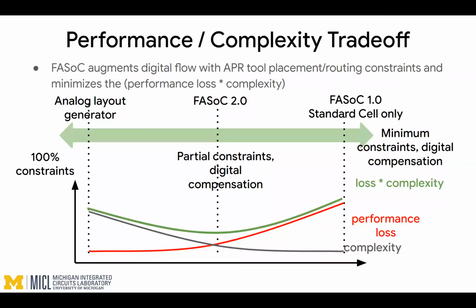However, we can see that the performance takes a hit compared to high-end analog design. Now, when we swing back into the middle, where we use partial constraints and digital compensation to address non-idealities, this still reduces complexity a lot compared to fully custom flows and tools. And we gain back a lot of the lost performance in the loosely constrained approach. So we kind of get the best of both worlds.